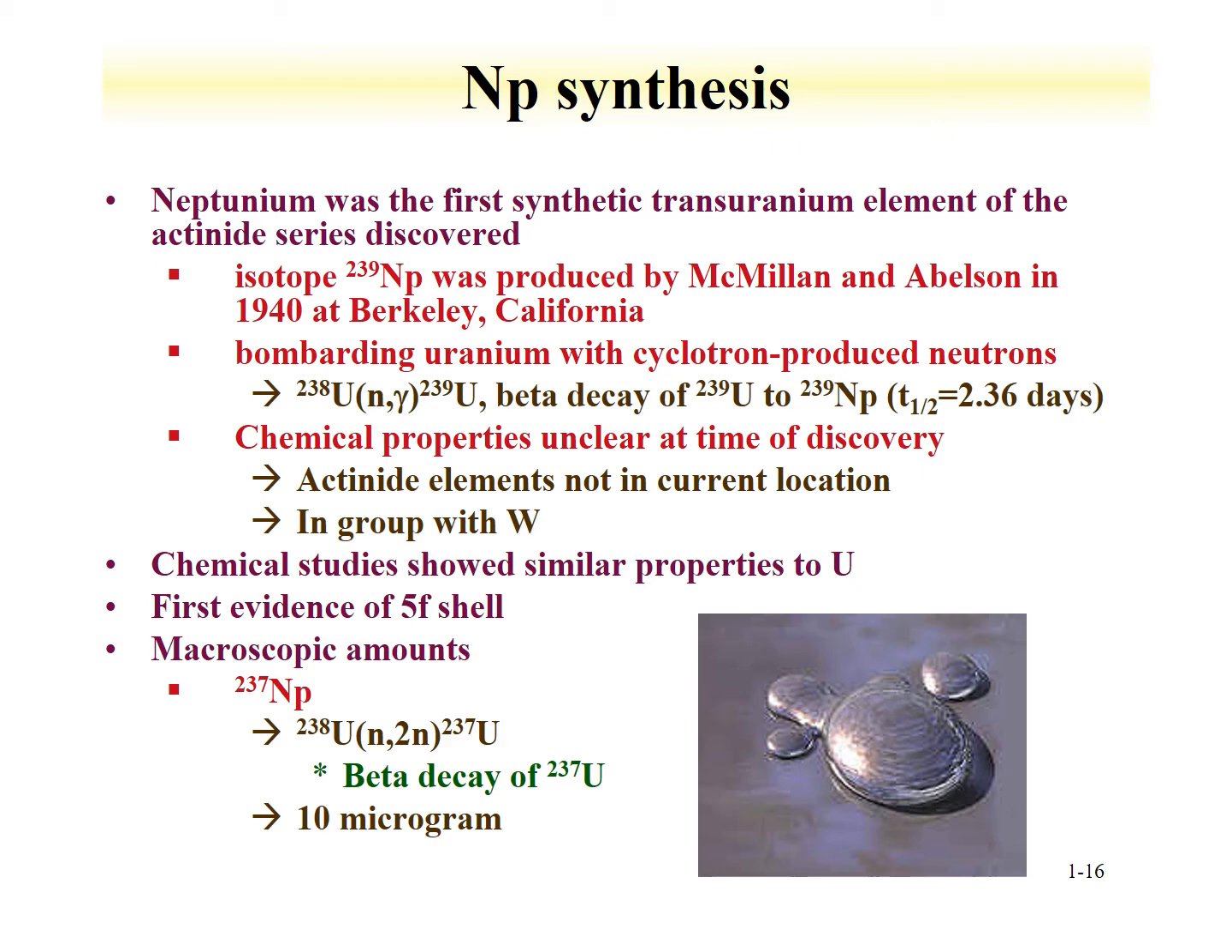Eventually, macroscopic amounts of Neptunium-237 were produced with a faster neutron on uranium-238. So a neutron would come in, it would knock out 2 neutrons, it would make this uranium-237. That would beta decay from uranium-237 to Neptunium-237. And they made 10 micrograms of material. They eventually made much more Neptunium. Now one can get, certainly, many multiple grams, kilogram quantities of Neptunium-237.